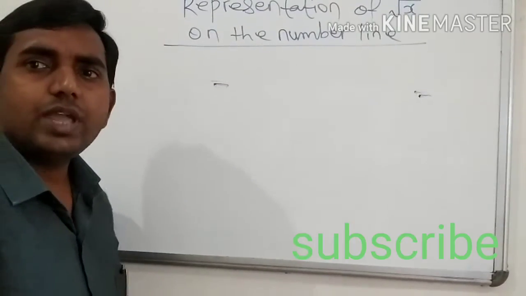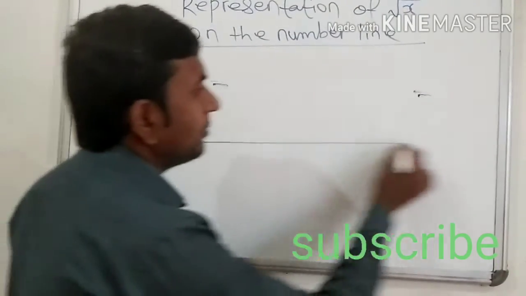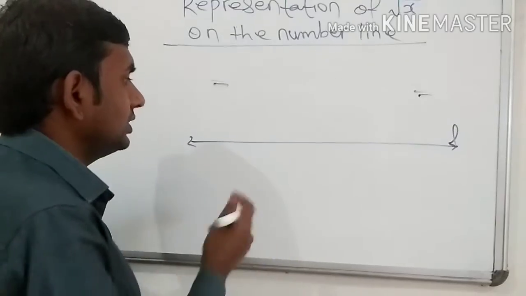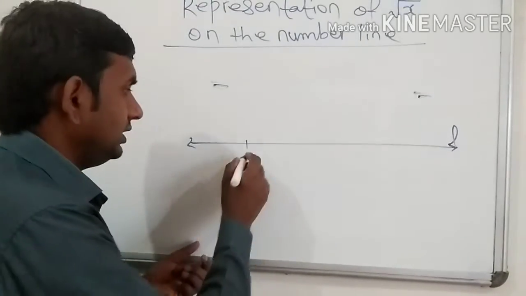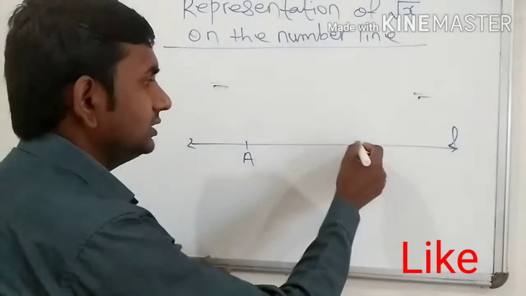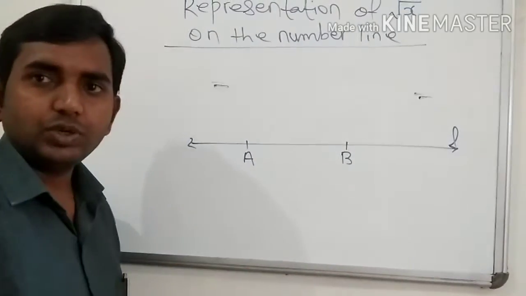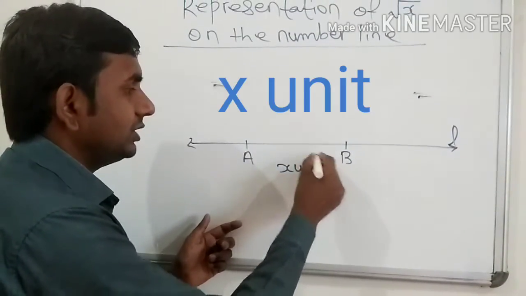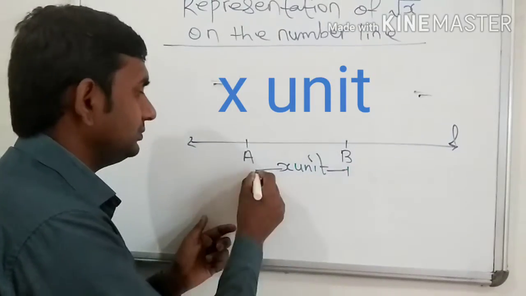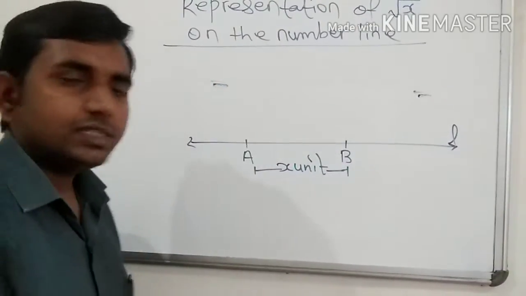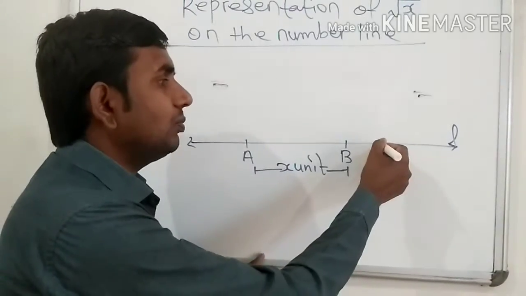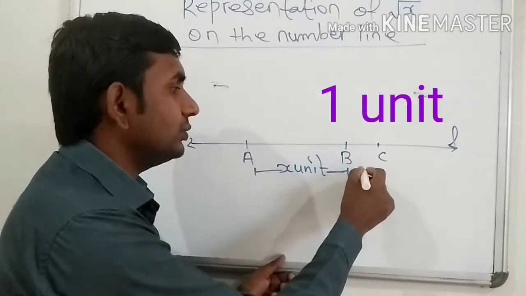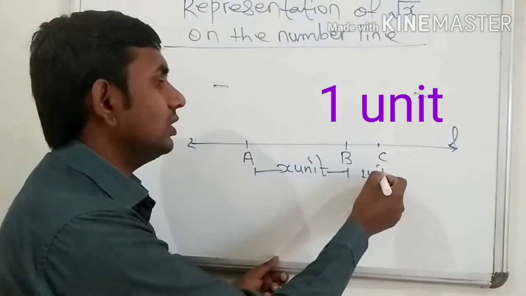For this we have to take a number line. Suppose we call that line L. Here we take a point A and another point B. The length between A and B is equal to x unit. Next we take a point C such that BC is equal to 1 unit.